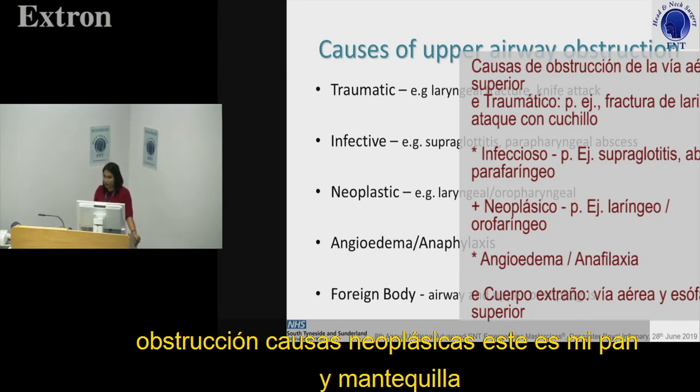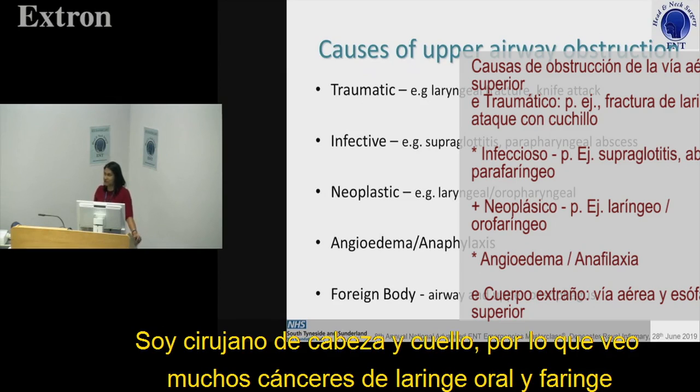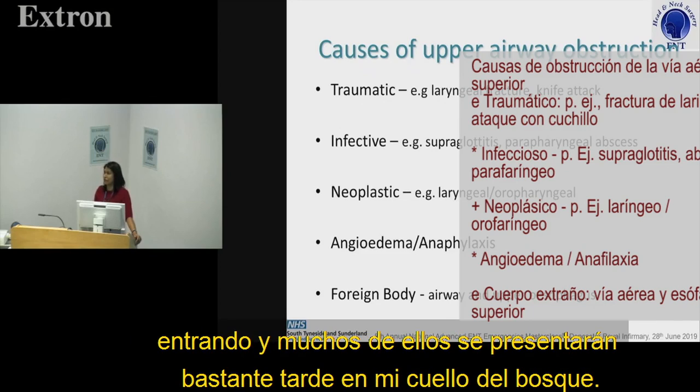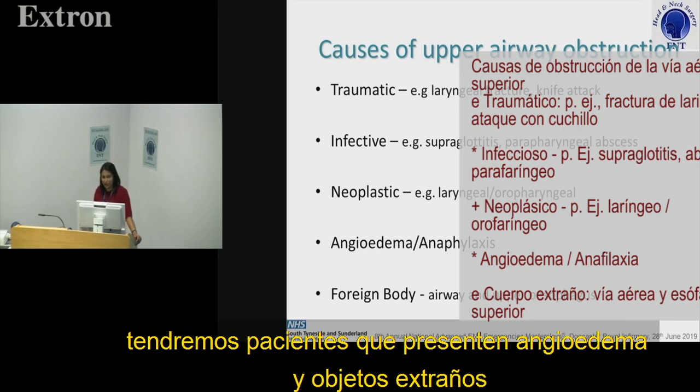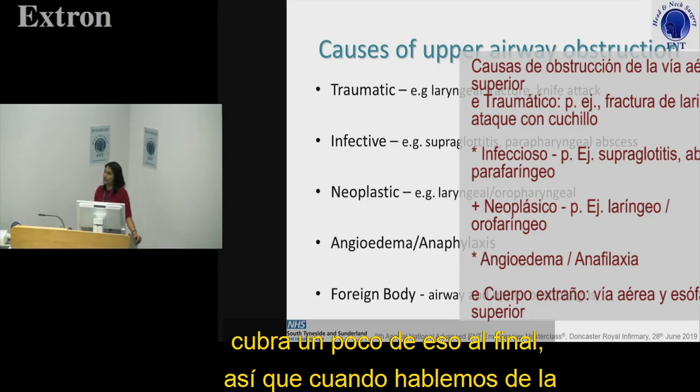Neoplastic causes, so this is my bread and butter. I'm a head and neck surgeon, so I see a lot of laryngeal, oropharyngeal cancers coming in, and a lot of them will present quite late in my neck of the woods. You will have patients presenting with angioedema, and foreign objects. We'll cover a little bit of that at the end as well.